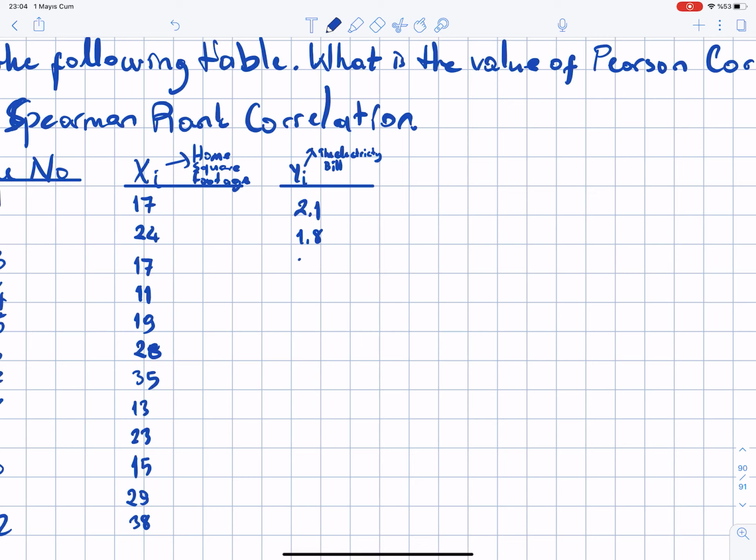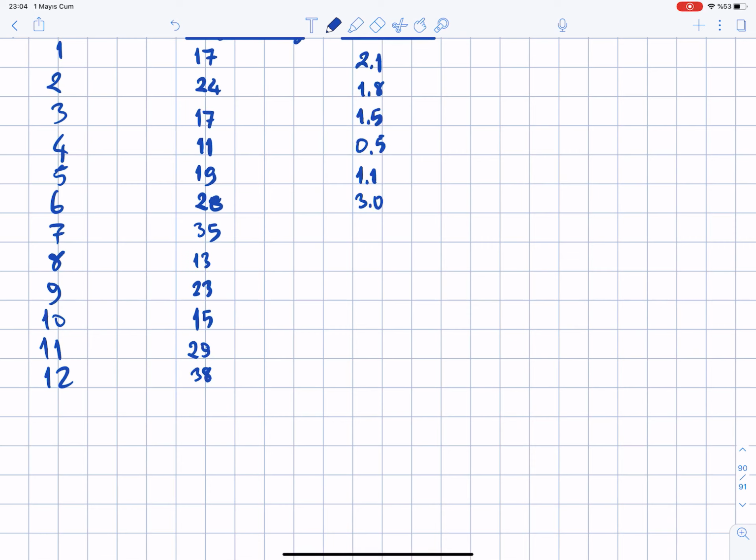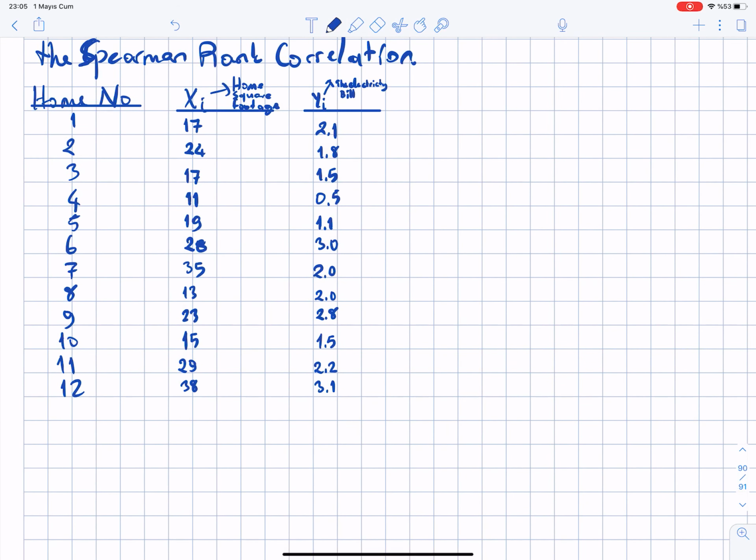1.8, 1.5, 4.5, 1.1, 3.0, 2.0, 2.0, 2.8, 1.5, 2.2, 3.1. Okay, this is X and Y.